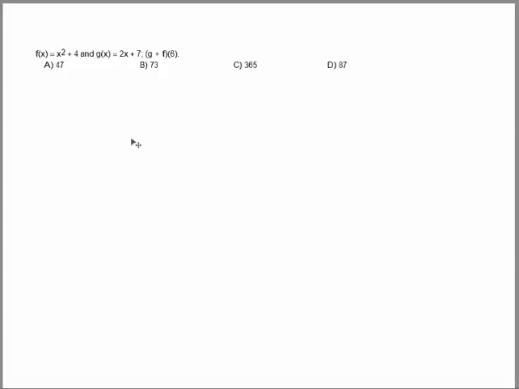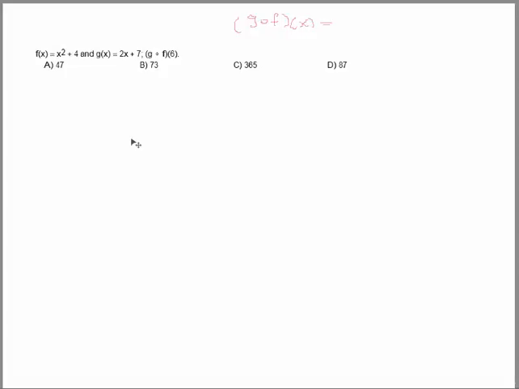Okay, this is another example here. f of x equals x squared plus 4, and g of x is 2x plus 7. Anybody know what that little symbol means? f of g of... Anybody know the name for this little symbol here? What is that equal to? Anybody?